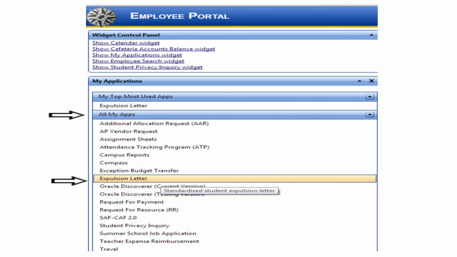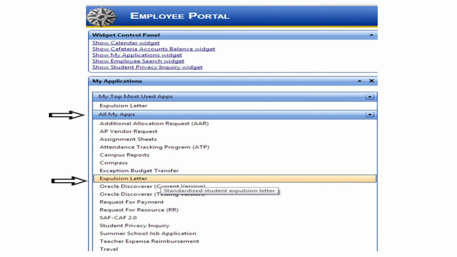Referrals for a DAEP or JJAEP placement require a lot of work for both the campus and hearing officer. Should you have any questions or need any assistance, please contact the campus's designated hearing officer.